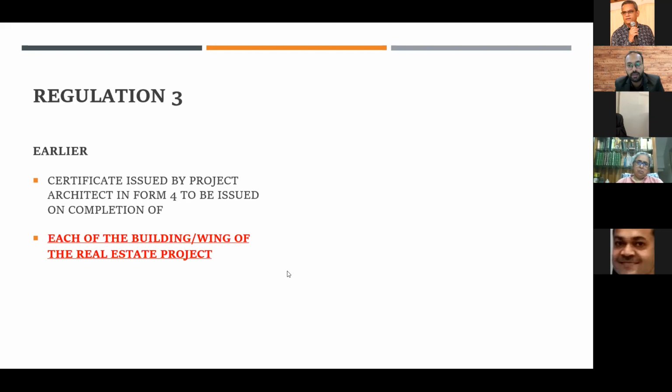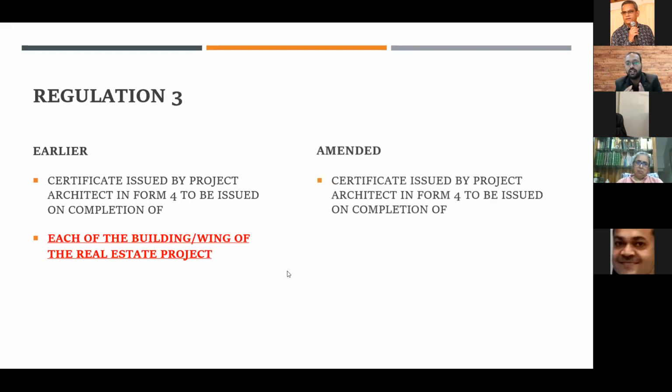But with the latest amendment, the position has changed. Now this certificate is to be issued for the entire registered real estate project. So no need to issue this certificate building-wise or wing-wise. The certificate can be issued for the entire project which is registered. So however many buildings there are in our registered project, the architect, instead of issuing building-wise, can issue one certificate for the entire registered project.